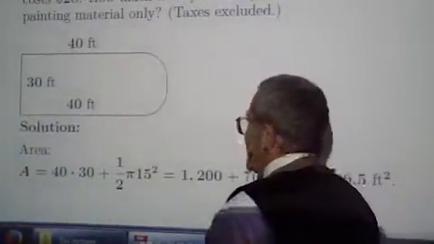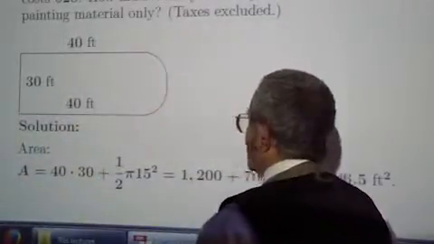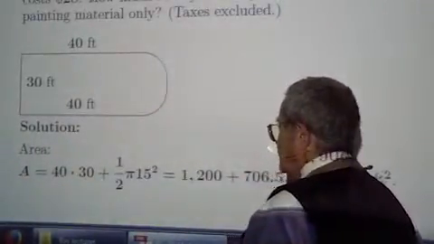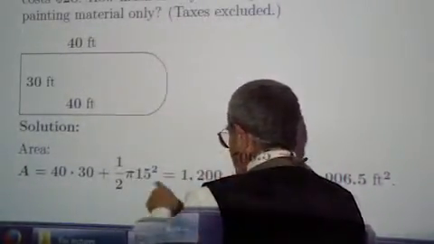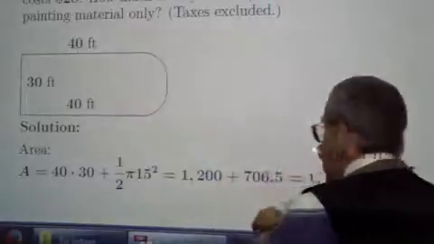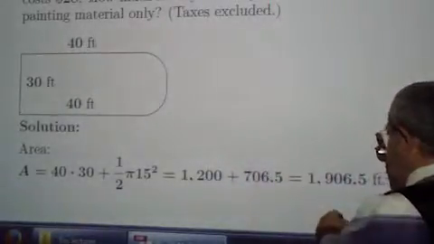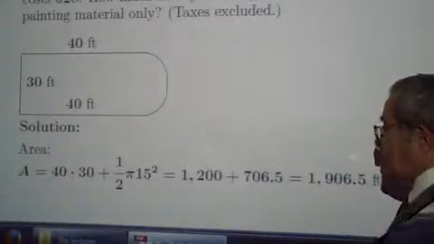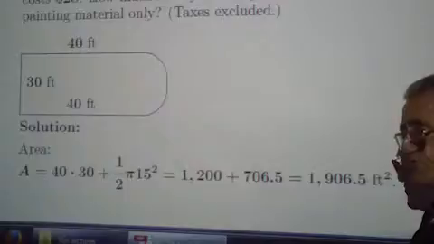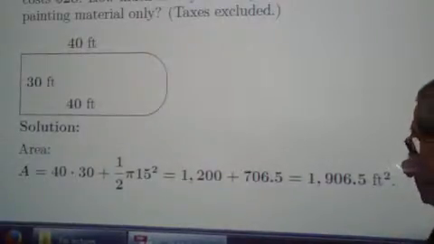So you got the area, which is 30 times 40, and you got pi r squared, 1/2 of that because you have only a semicircle. So 1/2 pi r squared, which is 1,200 plus approximately 706.5, for a total of 1,906.5 square feet. Do we agree with that? Okay.